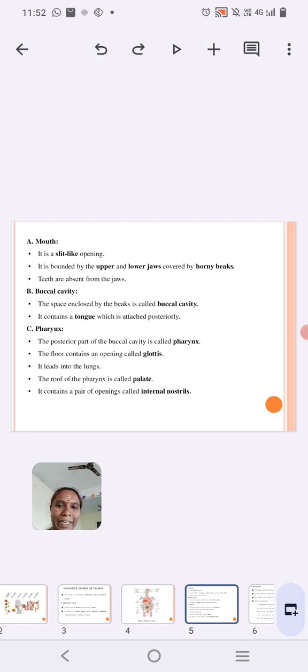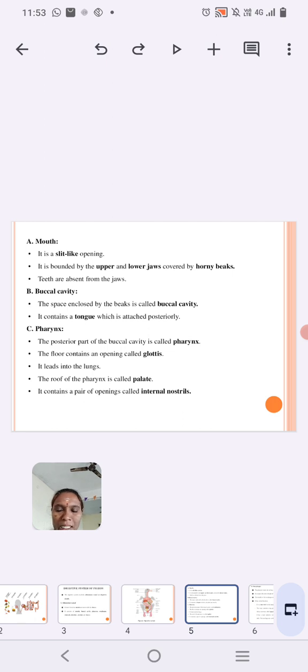The mouth is a slit-like opening. It is bounded by an upper and lower jaw, covered by a corny beak. Teeth are absent from the jaws. The space enclosed by the beak is called the buccal cavity. It contains the tongue, which is attached posteriorly.